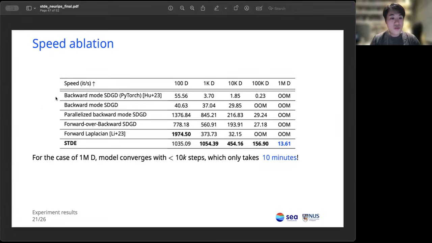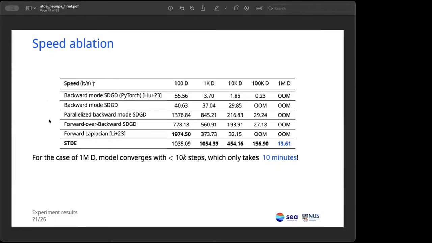So first, in the first row here I'm just showing the result from the previous paper, SDGD, with PyTorch implementation. And because our latest code is written in JAX, I also re-implemented SDGD using JAX. So this is the second row. And I've also done some enhancement to the base code. For example, previously in the SDGD implementation, the mini batch is not parallelized, and so I've done that. So this is the third one.